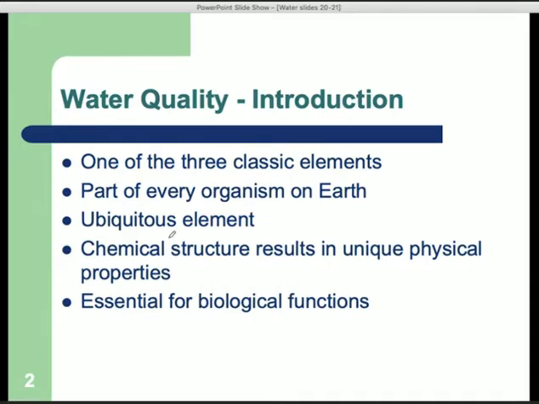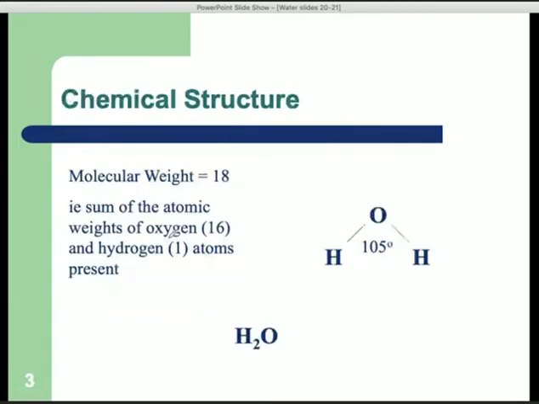And part of that is due to it being quite unique in a way as far as the chemistry is concerned. And I don't want to get too much into the chemistry. John will do much more of that with you. But there are some unique properties that mean that water is so important. So let's go straight into that.